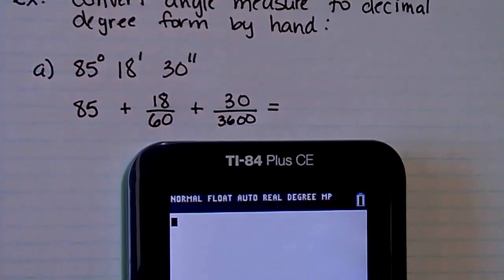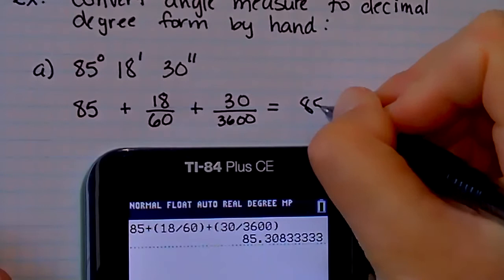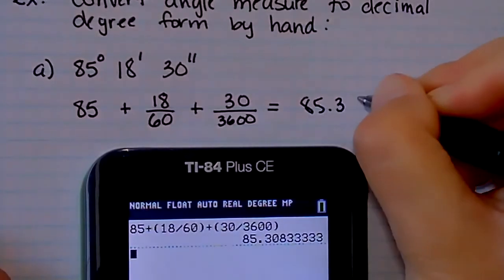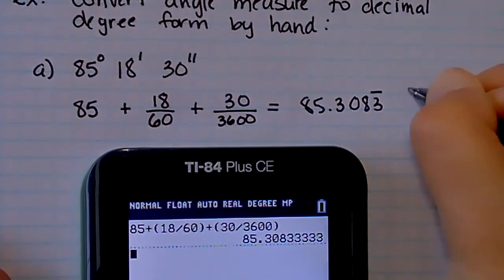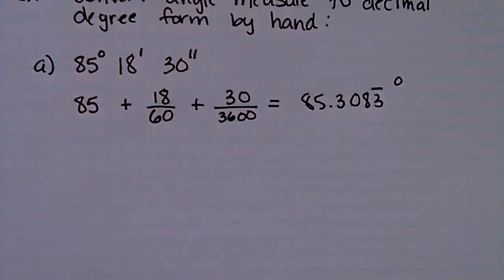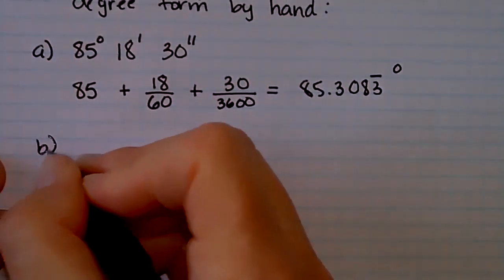And I'm going to put this into my calculator and get my answer. Okay, so I'm going to go 85 plus 18 divided by 60 plus 30 divided by 3,600, and I get 85.3083 repeating degrees, and that's my answer. Okay. So let's try another one.